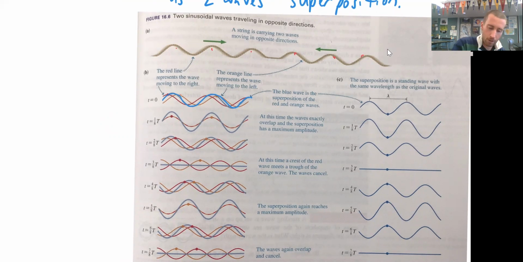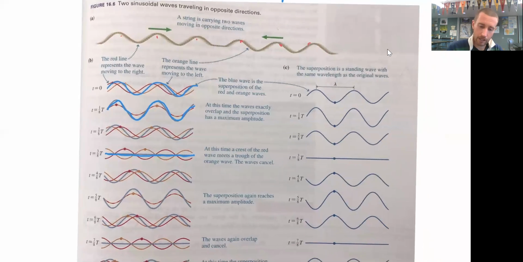And then when they overlap at 1/8 of the period, they reach maximum amplitude. And you can keep doing this all the way through. There's a point at 3/8 amplitude where they create pure destructive interference. And so when you put all those together, you end up with this position over here in C.